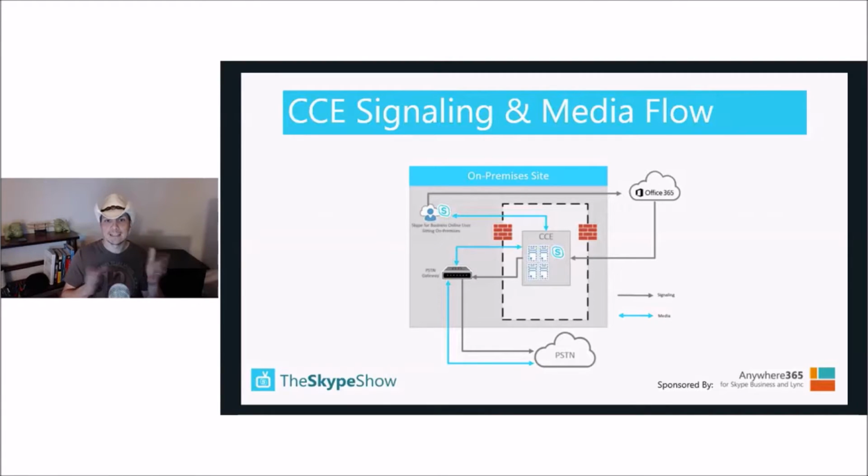Again, this is a little bit of that signaling versus media flow for CCE. As you can see here, a user that's sitting on-prem, they're an Office 365 Skype for Business Online user. The signaling traverses up to Office 365, gets sent back down to CCE, and then from CCE, the signaling goes out to the PSTN gateway, whatever that may be, and out to your PSTN. The media, however, goes straight from the user to that CCE, and then out to the PBX or PSTN gateway or whatever. The media does not have to go all the way up to Office 365 and back down. Good stuff. That's kind of a very high-level overview of how things work there.